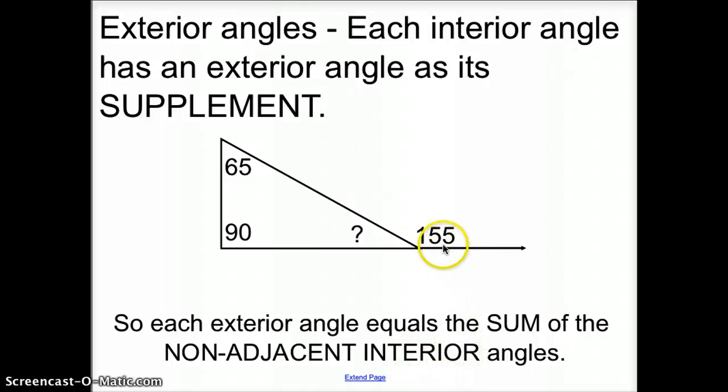So if you look here, 155 is the exterior, 90 and 65 would be the interior. If we add these two together, it equals this. Very simply put, if we know the interior is 180, so is the straight line that contains it. So if this is supplementary to the question mark, then it would also have to equal these two, as those two are also supplementary to the question mark.